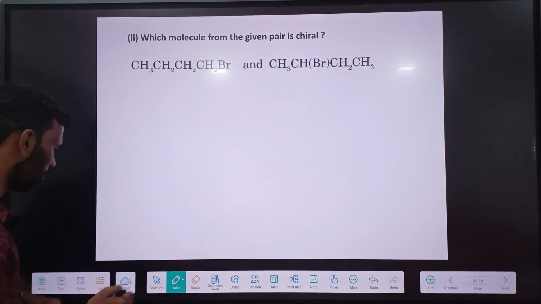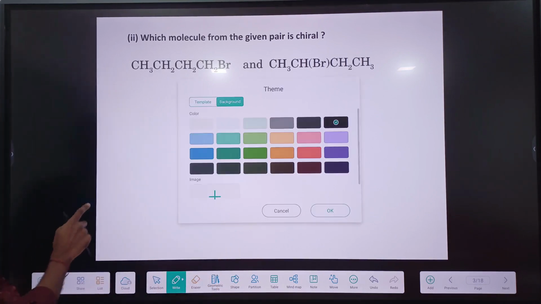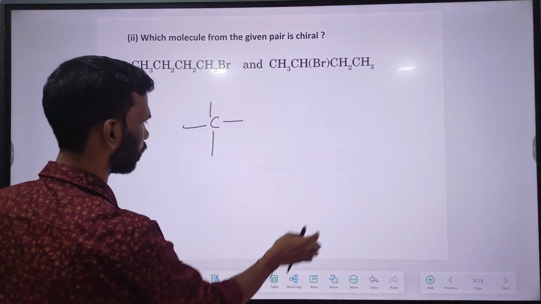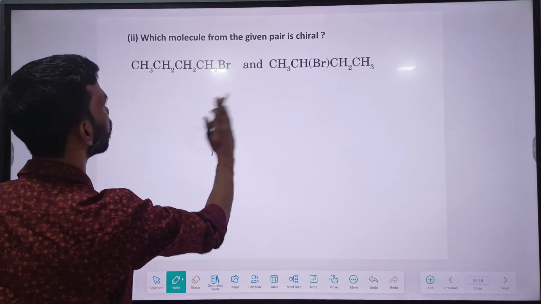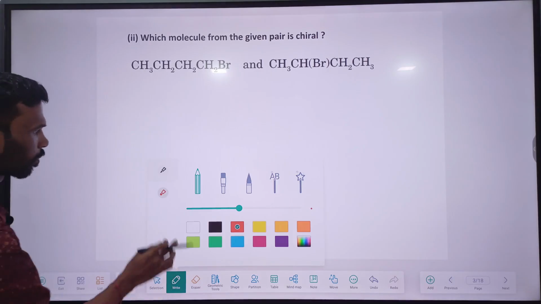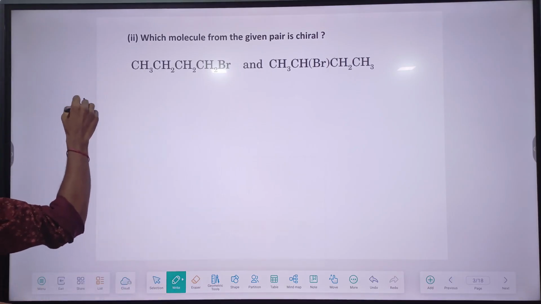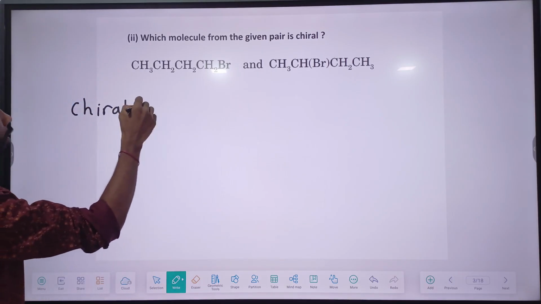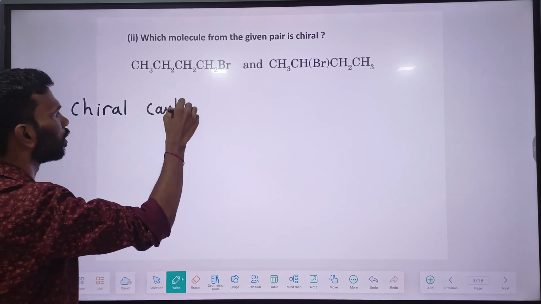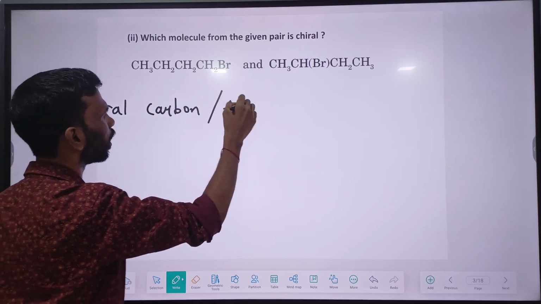What is the meaning of chiral? Chiral carbon, or asymmetric carbon.